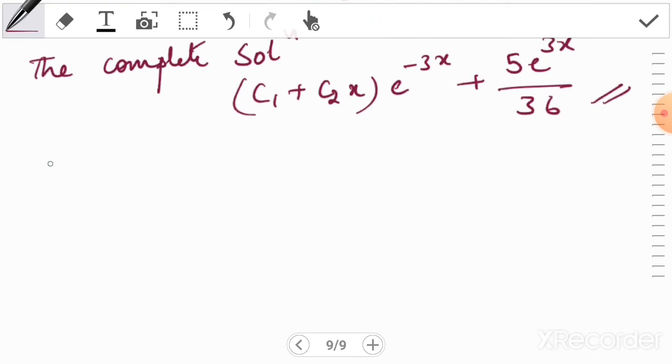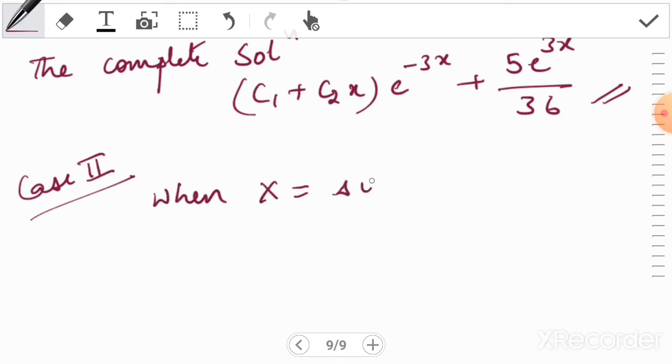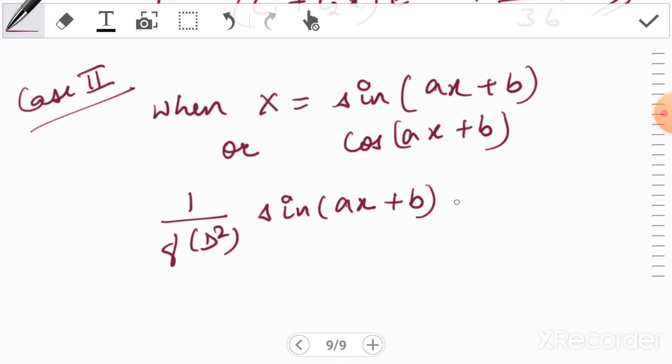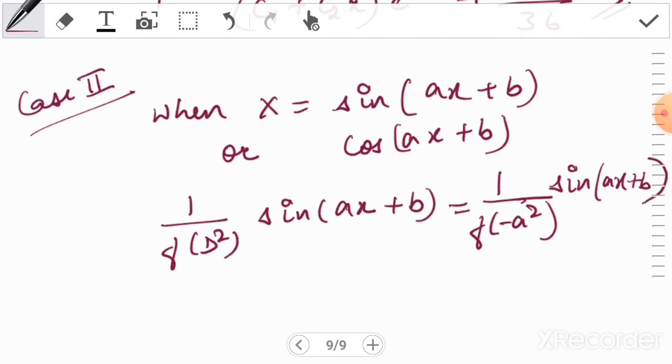Now case 2. When X is equal to sine of (ax plus b) or cos (ax plus b), then 1 by f of D square, sine (ax plus b) is equal to 1 by f of minus a square, sine (ax plus b), provided f of minus a square is not equal to 0.